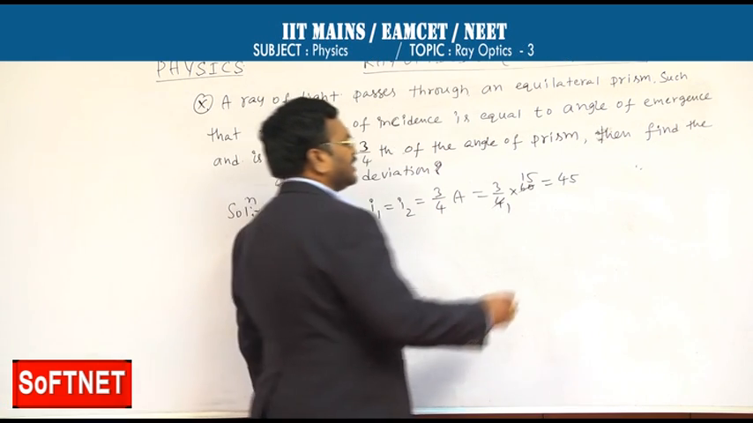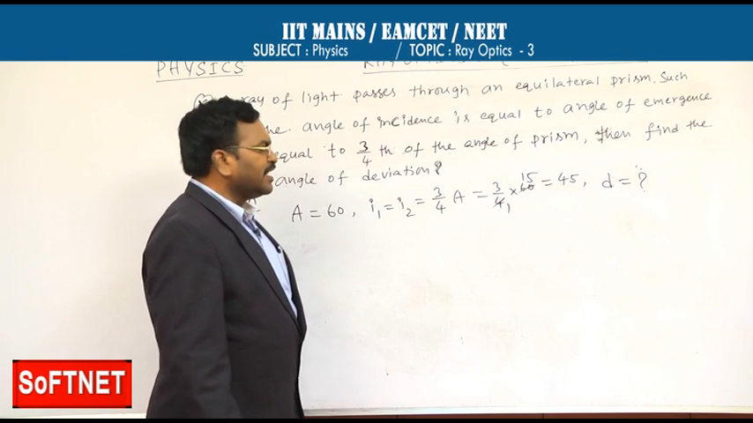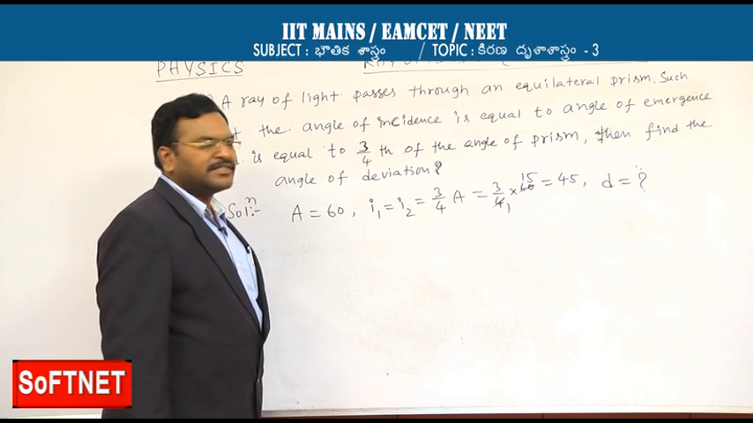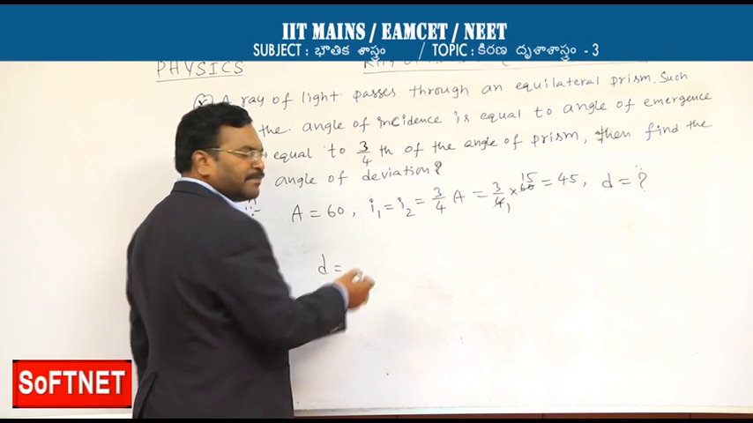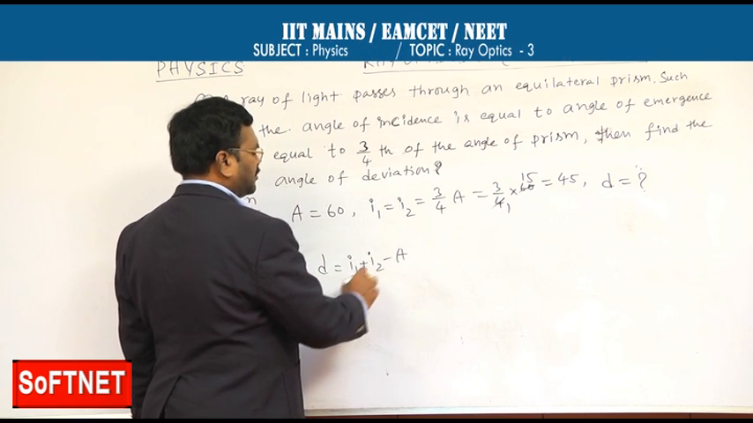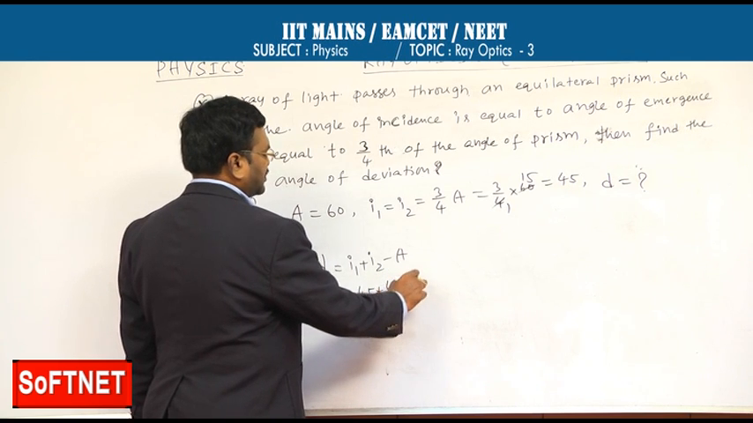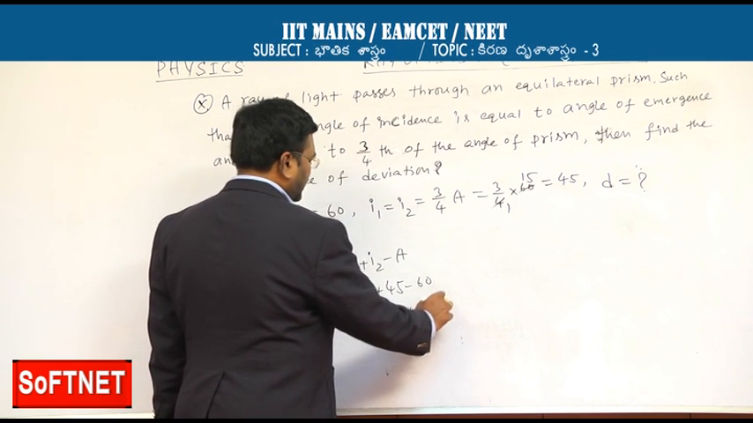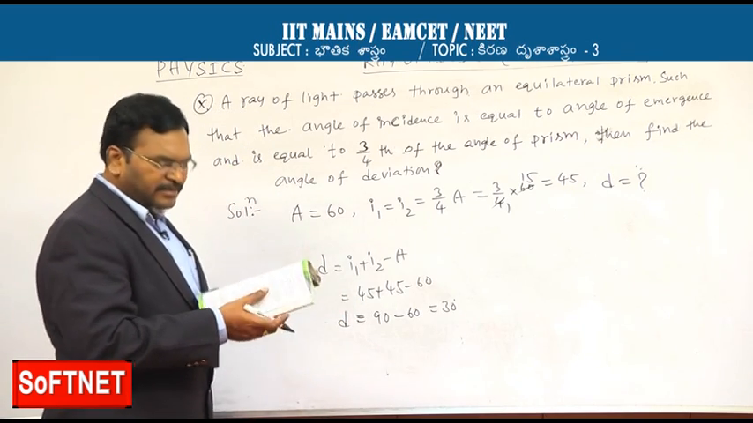Then find the angle of deviation. We want to calculate the angle of deviation. What is the formula? Here I1 is equal to I2, which means it is the minimum deviation position. So deviation is equal to 2I minus A, otherwise I1 plus I2 minus A. Here it is 45 plus 45 minus 60 degrees. 45 plus 45 is 90, 90 minus 60 is 30 degrees. The deviation here is 30 degrees. So 30 degrees is the correct answer.